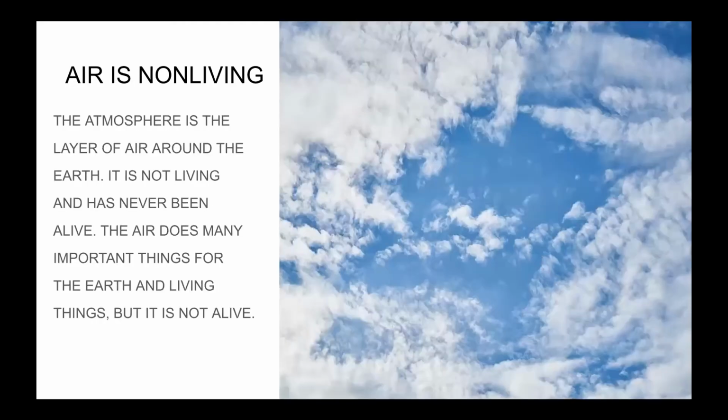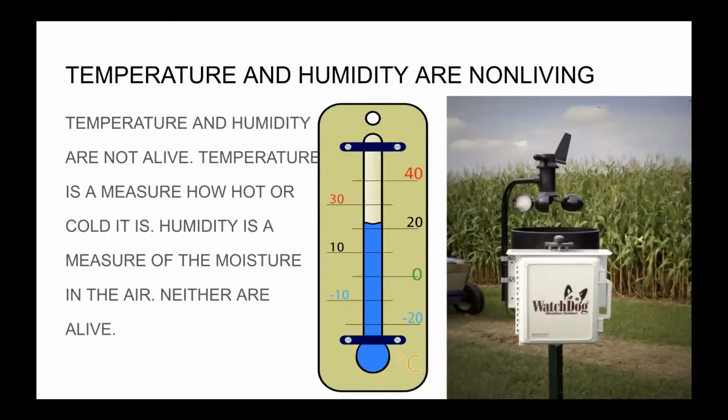Air is non-living. The atmosphere is the layer of air around our Earth. We need air in order to live. Both plants and animals need air in order to carry out their life processes, but it's not alive. It doesn't have babies, doesn't have cells, doesn't have DNA, doesn't respire, doesn't eat, doesn't carry out any of the life processes that we associate with biotic things.